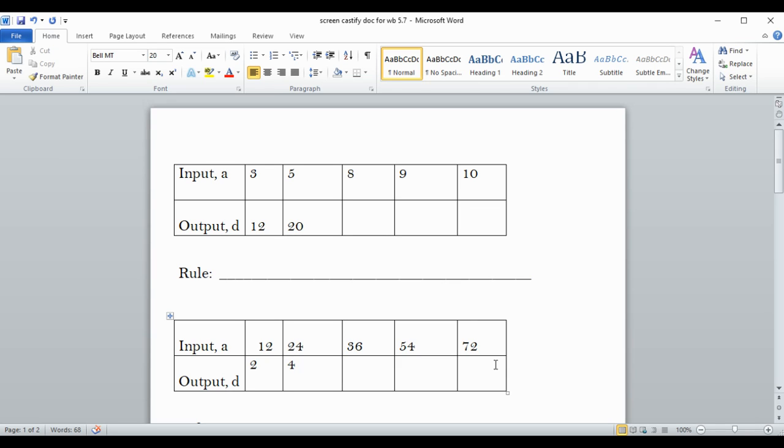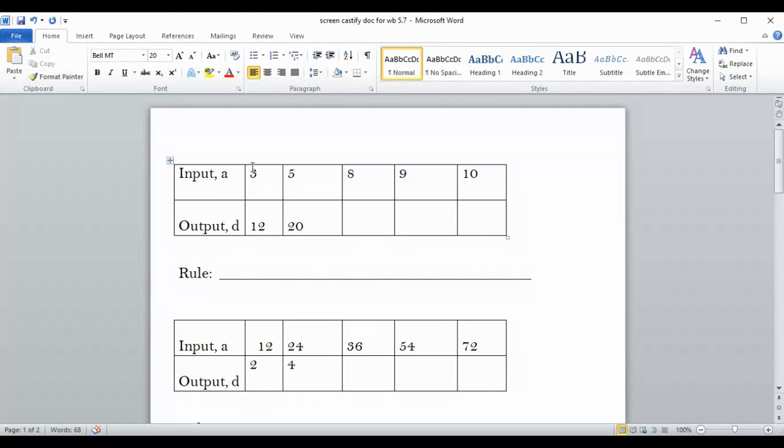Hi, boys and girls. This is a lesson about how to do workbook page 5.7. You're going to have some input-output charts, which I know you are pros at, and you're going to have to find the rule and then fill in the rest of the chart. So we've been working on multiplication and division. So your brain should tell you, I bet these are going to be multiplication or division input-output charts, since that's what our chapter has been about.